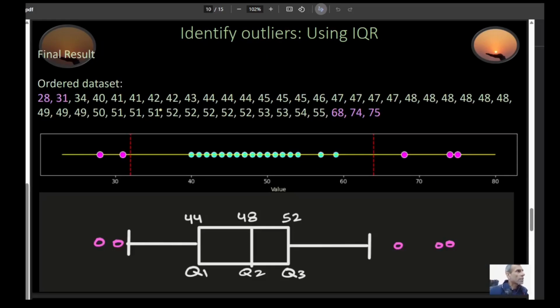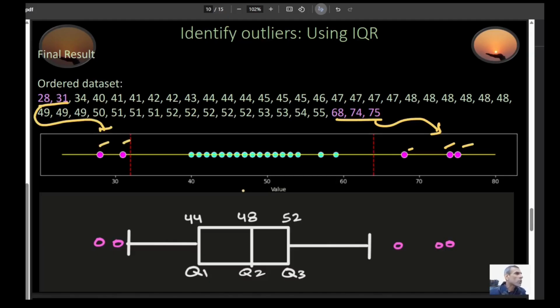So the final result is this. In my ordered data set, these are your outlier points, these ones right here. If I put these numbers on a number line right here, you can see that all my data is right here, but then you have these points, this one 68, 74, 75, these points are kind of extreme. And likewise 28, 31, that would be these two points right here. These are my extreme points.